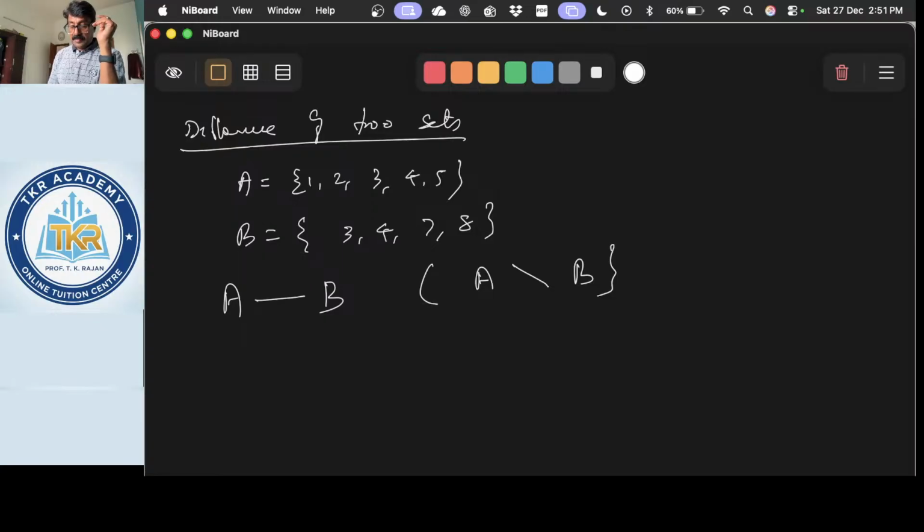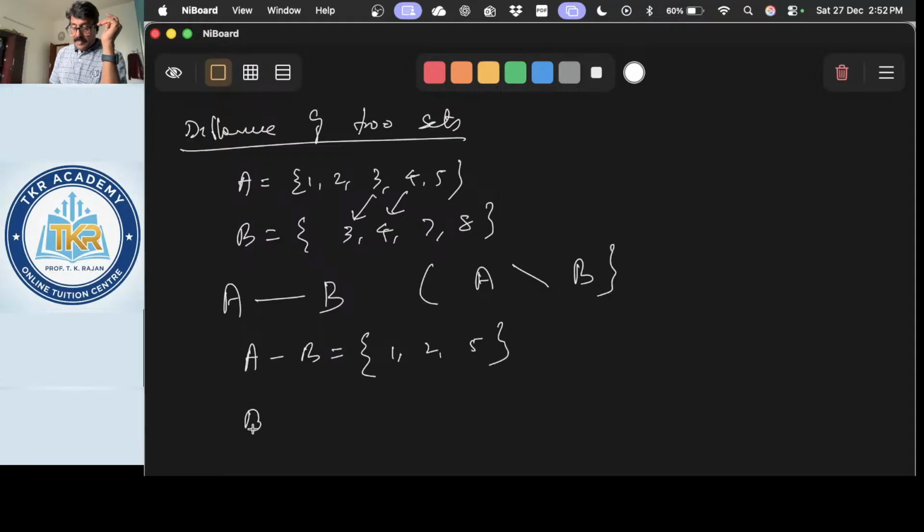So what is A minus B? A minus B consists of those elements in A which are not in B. Those elements which are in A but not in B. Here you examine: 1, 2, 3, 4, 5 are the elements of A, and 3, 4, 7, 8 are the elements of B. 3 and 4 are in B. So A minus B is only {1, 2, 5}.